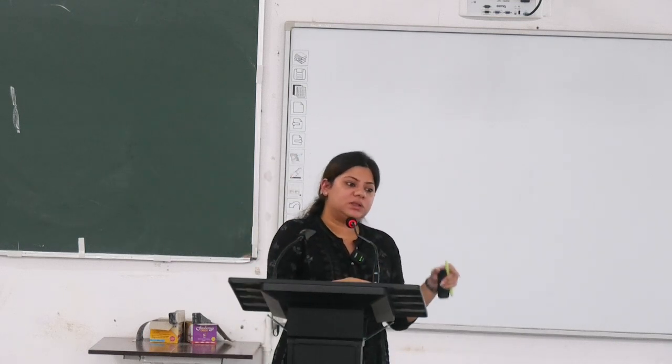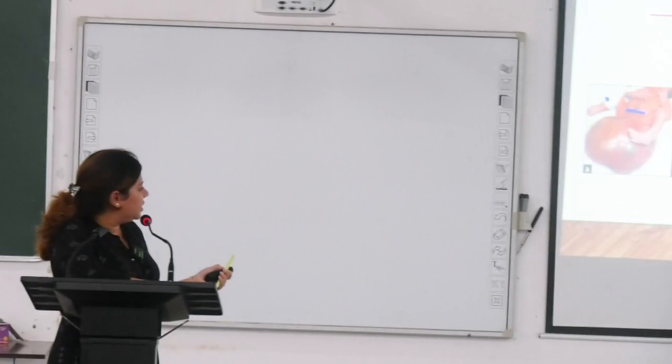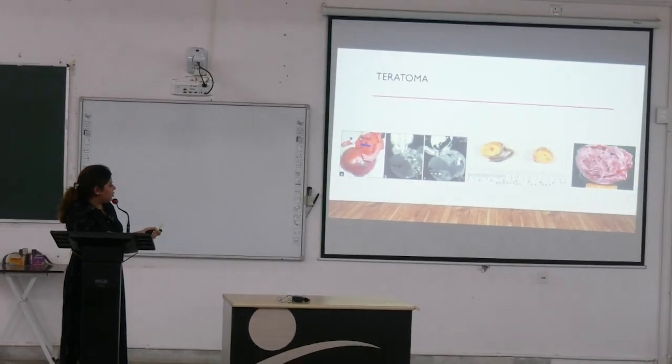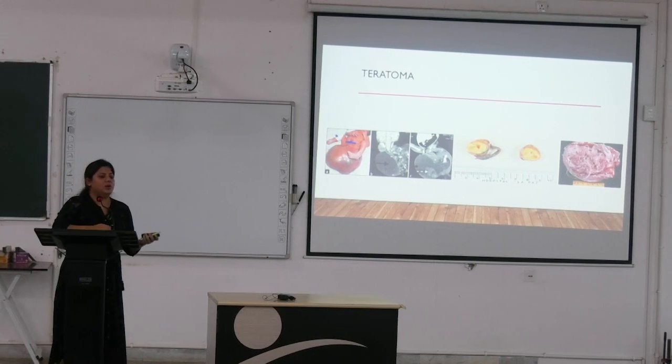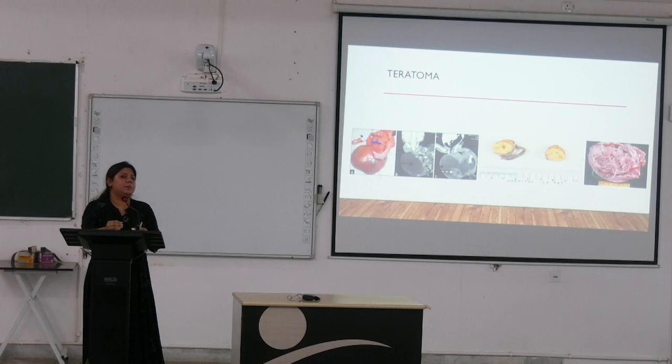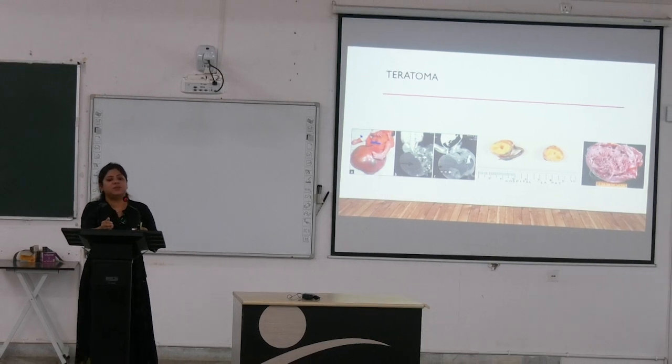So we have to think, what are the things I have to look for and what are important for this particular cancer, right? So this is an example of testicular teratoma. This is ovarian. You can see the hair. It has a Rokitansky sinus, all that. Now, teratoma can be associated with other germ cell tumors.